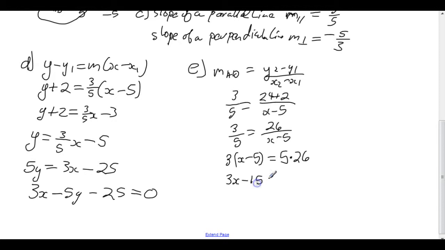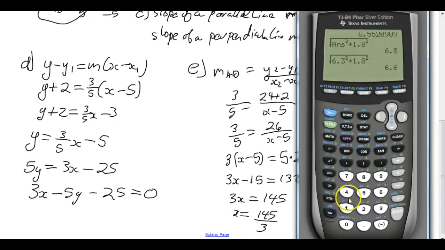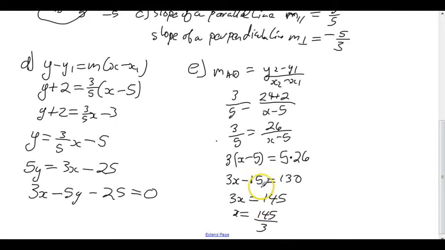3x minus 15 is equal to 130. 3x is equal to 145. And x is 145 over 3. And I can ask myself, does that reduce? Or I can ask the calculator. 145 divided by 3, math, enter. So what this says is take 145 divided by 3, convert it to a fraction. And it is 145 over 3, so that's in lowest terms. There's no reduction. And we are done with number 4.